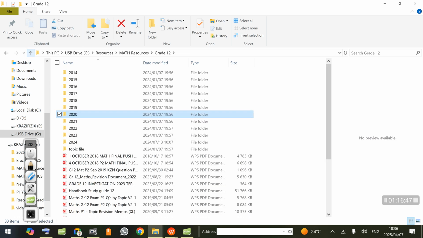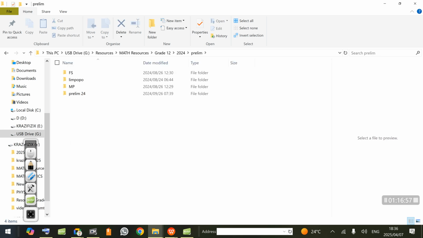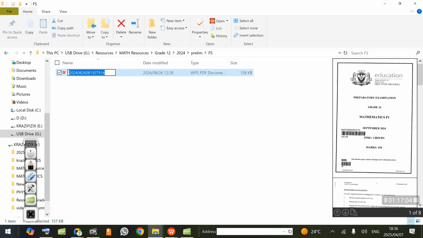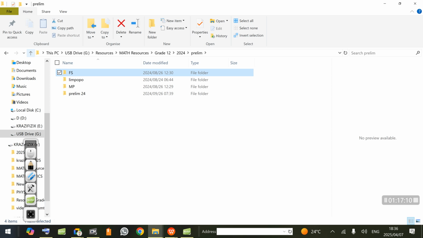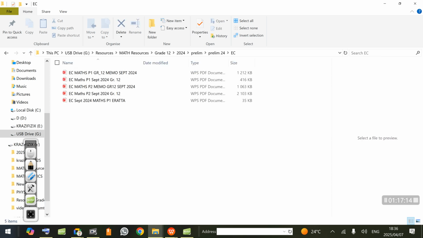Okay, let's find something here. Let's start from last year. Let's see what they were testing last year, 2024. Prelim. Okay, let's see. Free state. Ooh, what paper is this? Is it paper 2 or paper 1? This is paper 1. Oh, yeah, my file is here. Good. Eastern Cape. Let's see what they were testing.